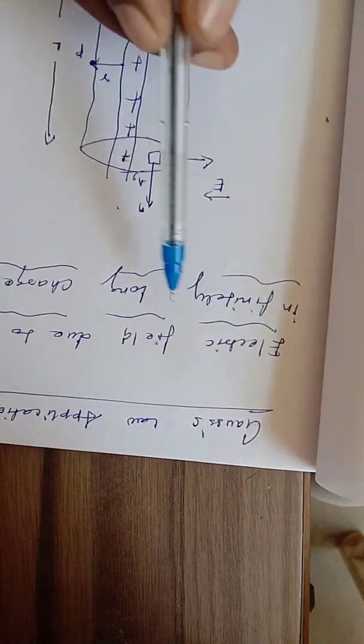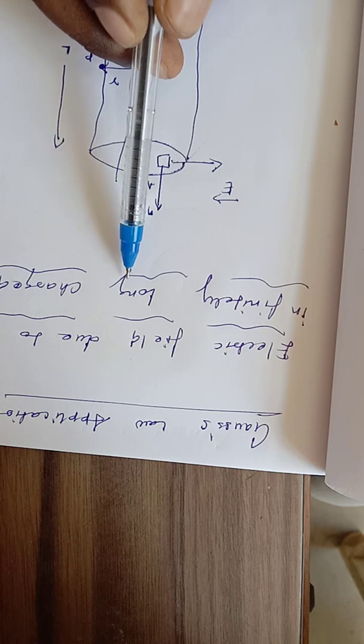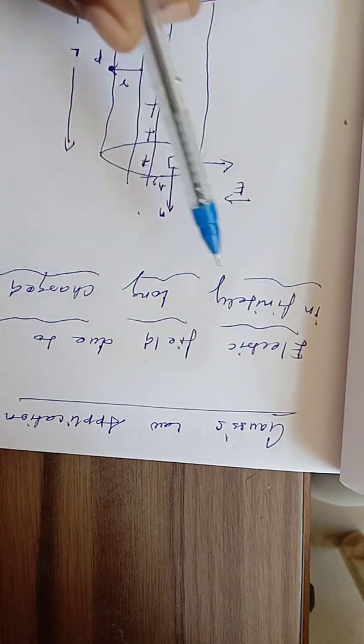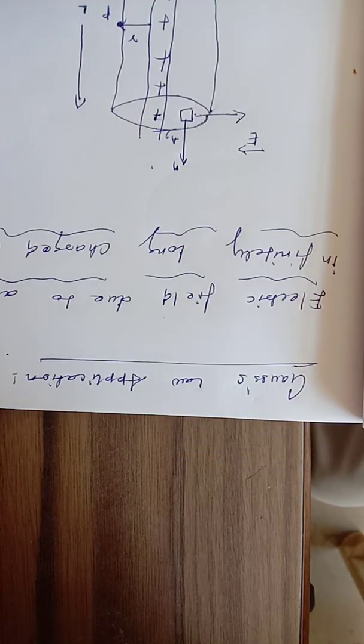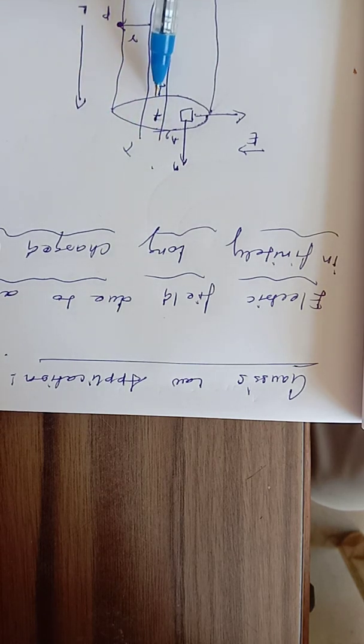Gauss law application: electric field due to an infinitely long charged wire. The first application is the electric field due to an infinitely long charged wire. Let us consider an infinitely long straight wire having uniform linear charge density lambda.